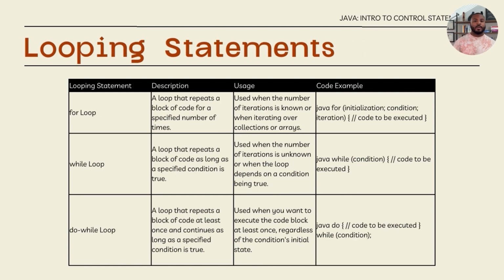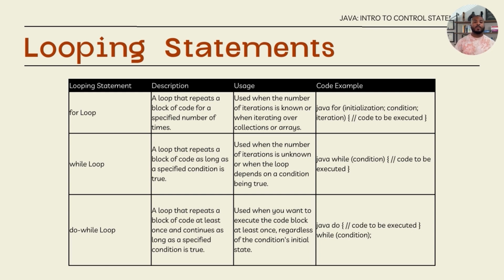So in Java, looping statements provide the means to execute a block of code repeatedly. The for loop offers a structured approach, making it suitable for iterating over a known range of values. On the other hand, the while loop repeatedly executes a block of code as long as a specified condition remains true, providing flexibility when the exact number of iterations is uncertain.